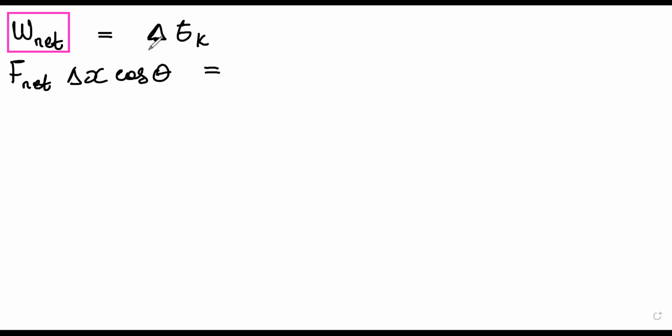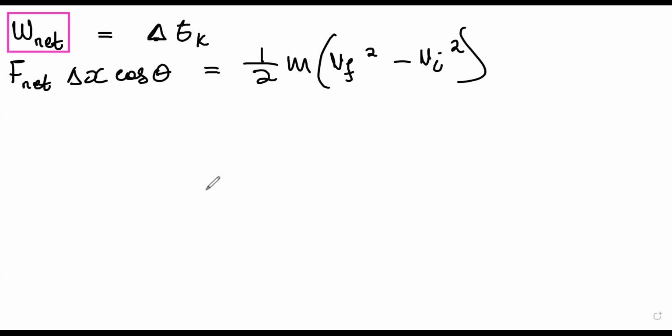Now, yesterday we learned that we don't need to say 1/2 m vf squared minus 1/2 m vi squared. Instead of that, we can just say we have 1/2 m here, and then we say vf squared minus vi squared. Okay.